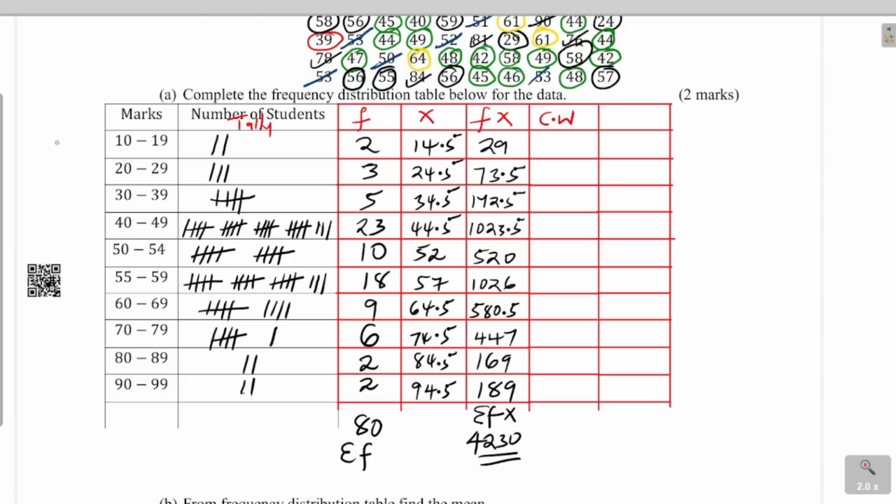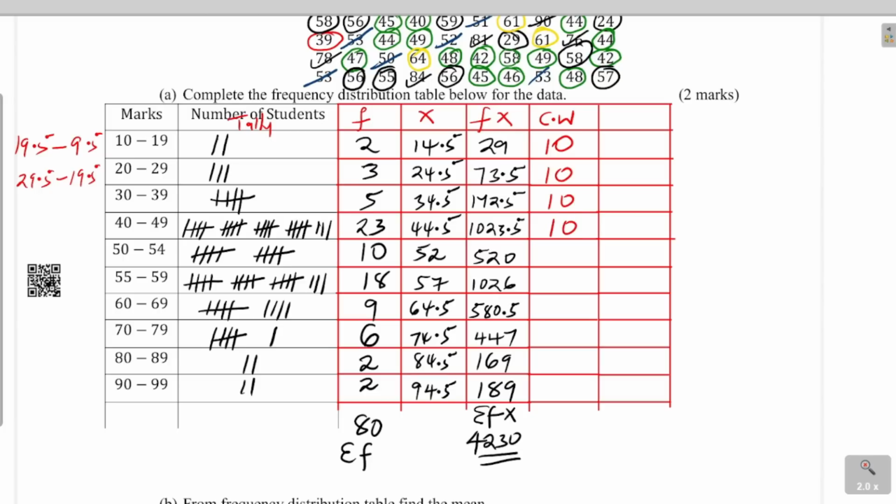For example, in the first class, you get 19.5, that is the upper class boundary, minus the lower class boundary, which is 9.5. That one will give you class size of 10. Then you go to the next class. The next class will be 29.5, subtract the lower class boundary, which is 19.5. That again will give you 10. So that is how you work it out. The other one again will still give 10. Even this one is 10.